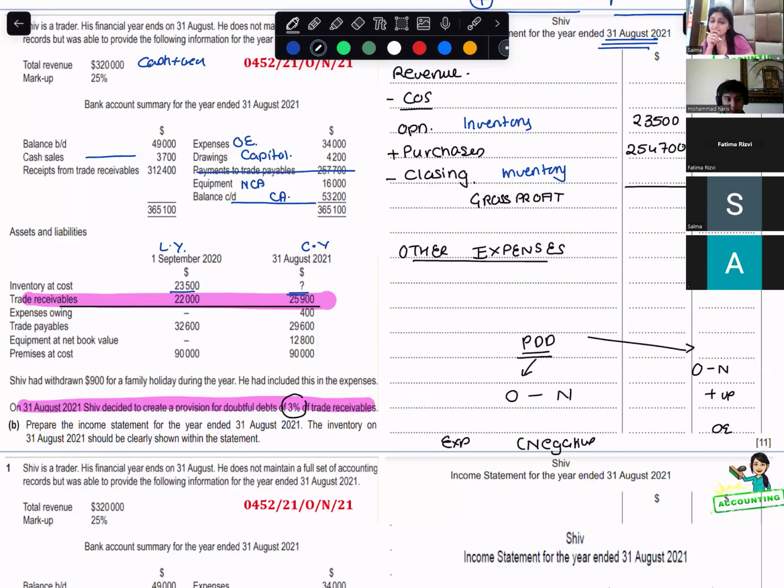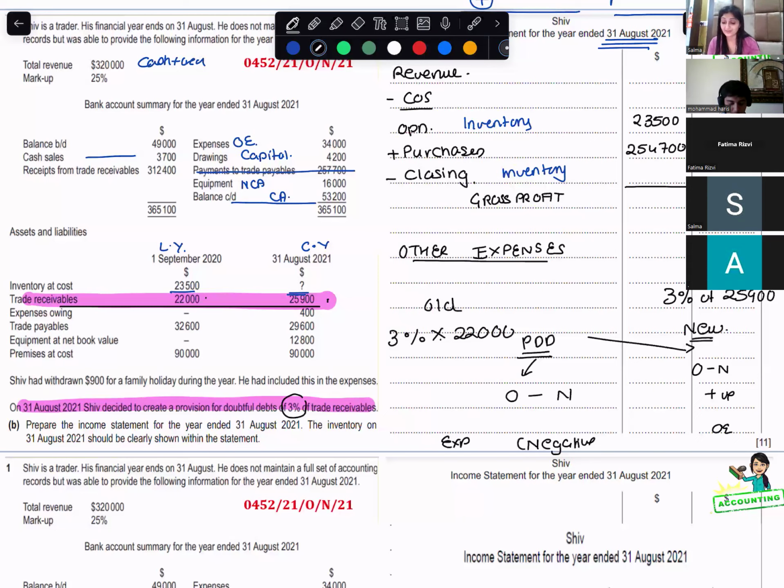All provision is calculated by taking the trade receivables of that time, minus the bad debts, and then the percentage. So 3% of 22,000. Old and new provisions, can you give me? New provision will be 3% of the closing trade receivable, 25,900. 777. What is the old provision?